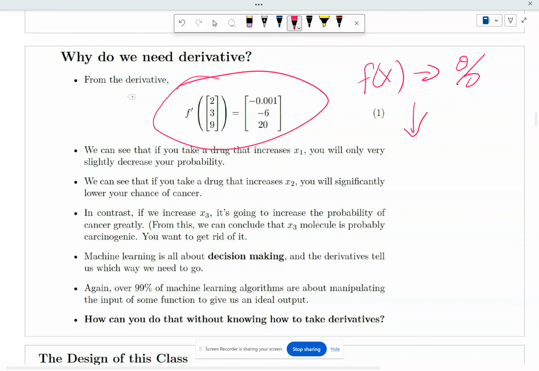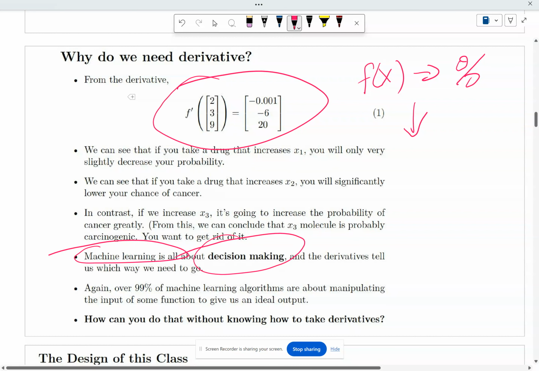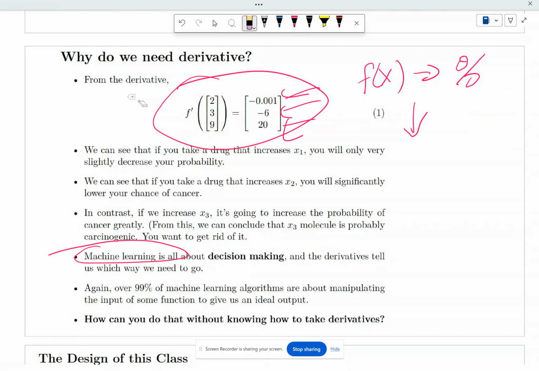Okay. So machine learning, very often in data science, it's all about decision making, right? And the derivative tells us which way to go. Without the derivative, we cannot tell if we want to increase the first factor, second factor, or the third factor. They're just inputs, right? So knowing the derivative is that important.